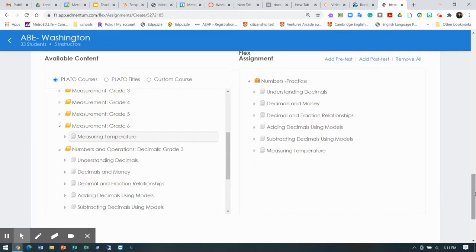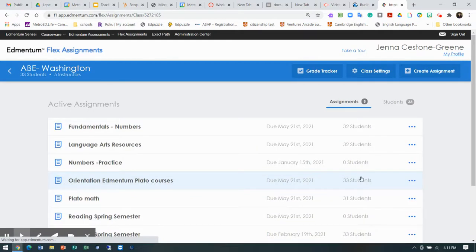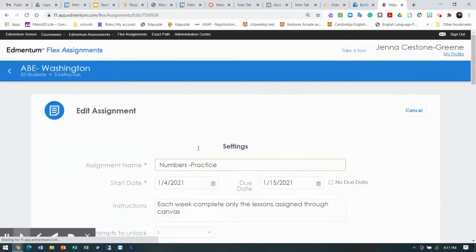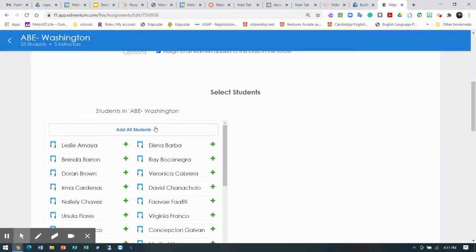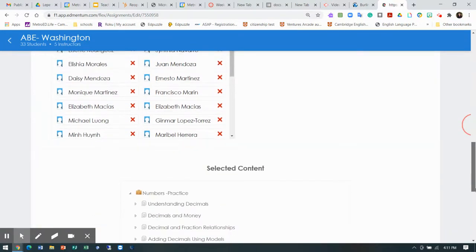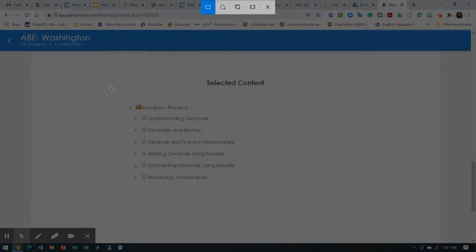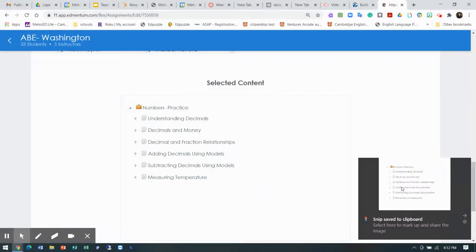Okay, so the first thing I'm going to do is I'm going to go create assignment. And the next thing I'm going to do, this will be numbers practice right here. Okay, I'm going to edit the assignment. And I'm going to add all the students. They're all going to get added. Okay, and now I'm going to go Windows Shift S, and I'm going to take a picture of this like that. Okay, and a window is going to pop up over here.